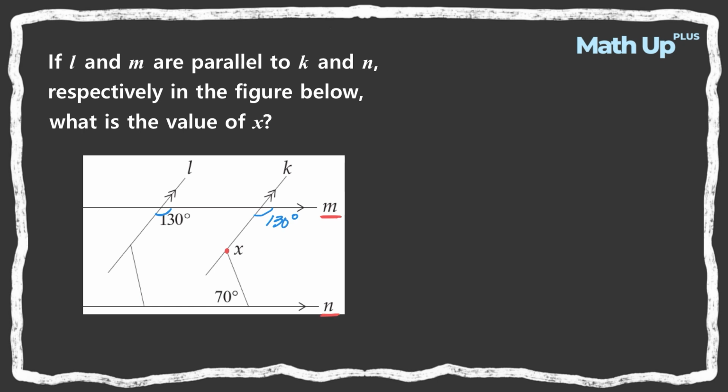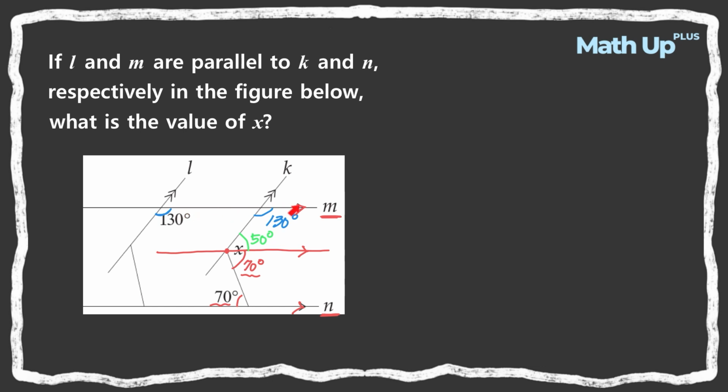If we draw a line that passes through this point right here and parallel to lines M and N, let's draw it like this. So all three lines here are parallel. Then we know that this angle is 70 degrees because this is 70. They're alternate interior angles, right? We also know that this angle is equal to 50, right?